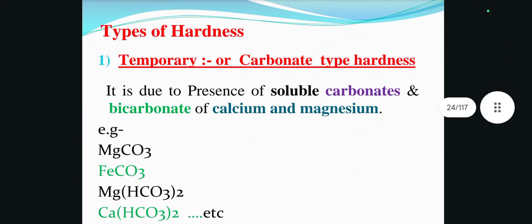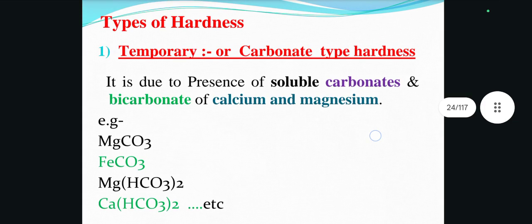So here we are going to discuss types of hardness. As you know, water has two types, soft and hard. Now we are going to discuss types of hardness. Under that, the first type is temporary hardness, or you can say carbonate type of hardness. So what is meant by carbonate type of hardness, and why is temporary hardness alternatively called carbonate type of hardness?